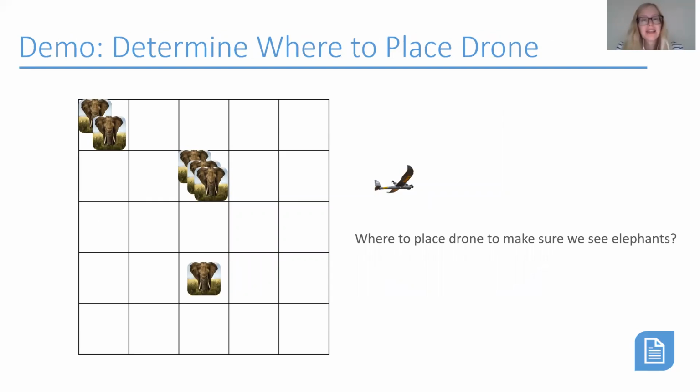So now I want to get into a demonstration where we talk a little bit more about the code and the math that might be involved in trying to do something like this. In particular here, we're going to try to figure out where we should place our drone in this park, which again is represented by a grid here. We have a few elephants located throughout our park in this grid. We have 2 here, 3 here, and 1 here. We don't have any in the rest of the park. So my question to you is, where should we place our drone to try to make sure that we will see elephants? I'll give you just a second to try to think about that.